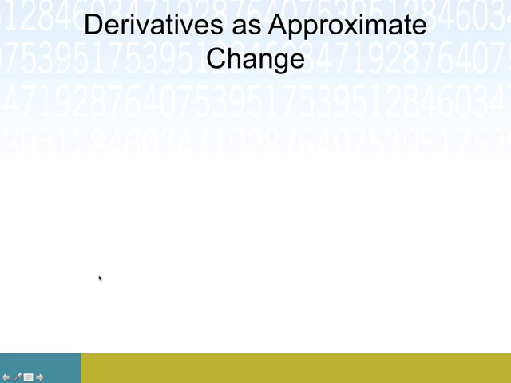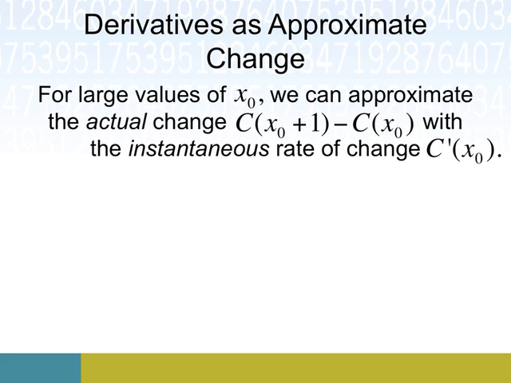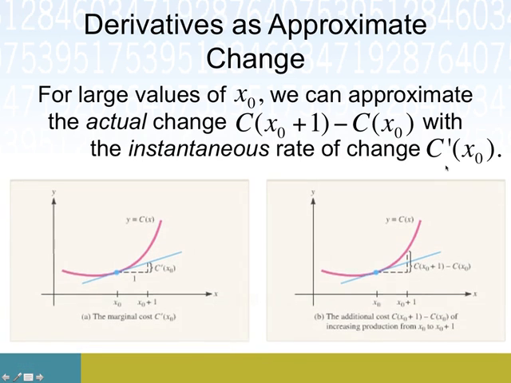So we'll formalize this using kind of a theorem, as it were. This becomes more accurate if we're looking at big numbers for x, in particular the difference between 1,000 items produced and 1,001 items produced versus 5 and 6. But as you can see from the last example, it can still be pretty accurate. So what we see is that this actual change when we increase units by 1 can be approximated with the derivative. So this is one excuse for using the derivative.